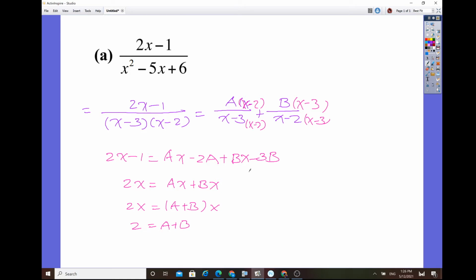And now what about the other equation here? See the constant? So compare with the constant term. So that would be negative 1 equals negative 2A minus 3B.